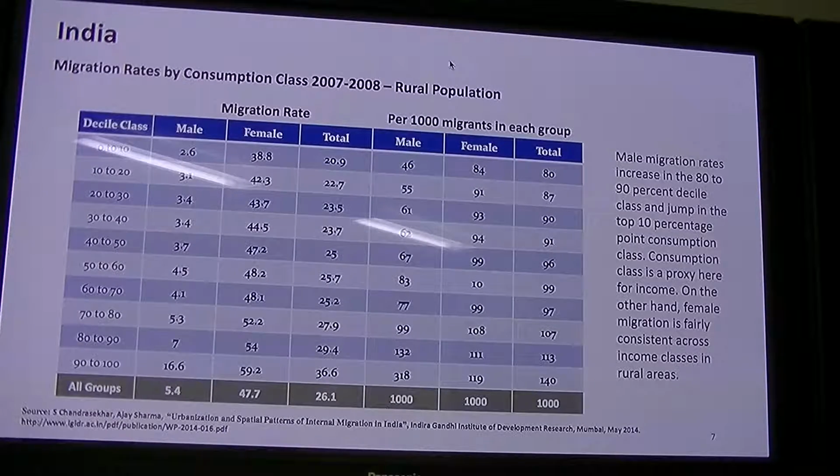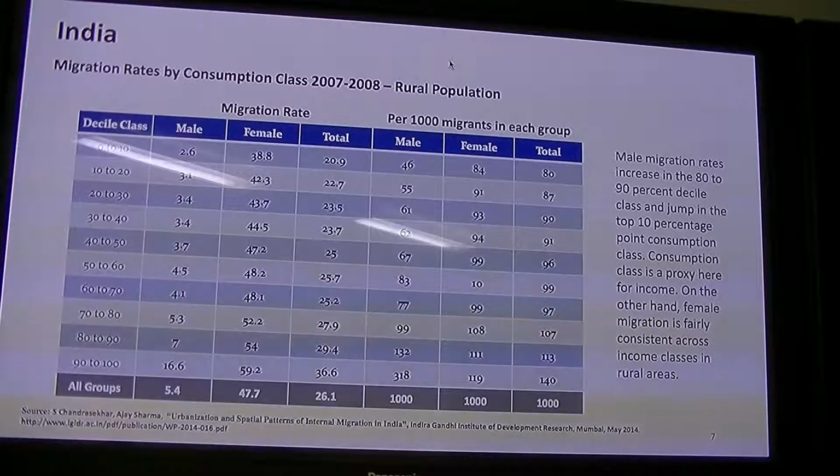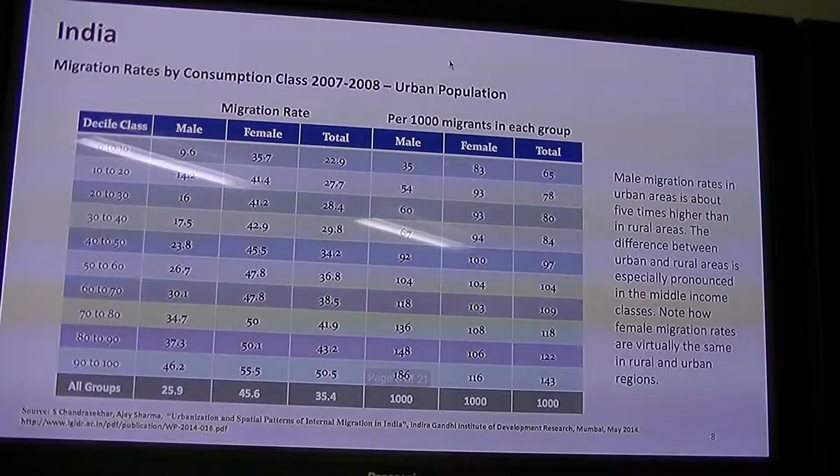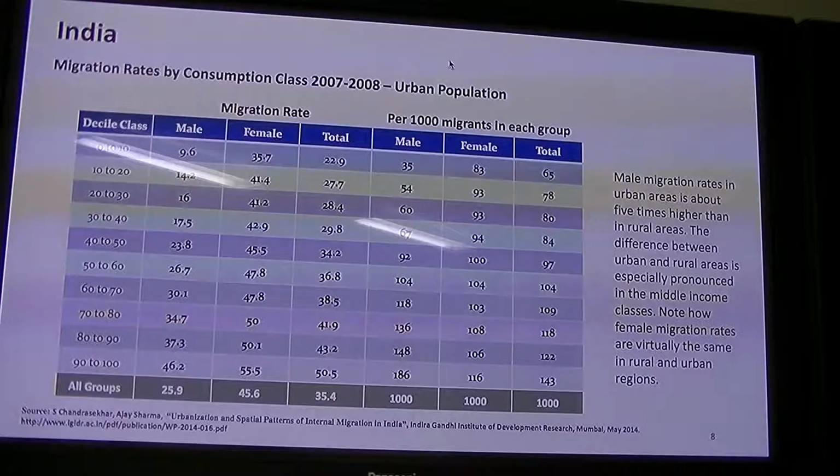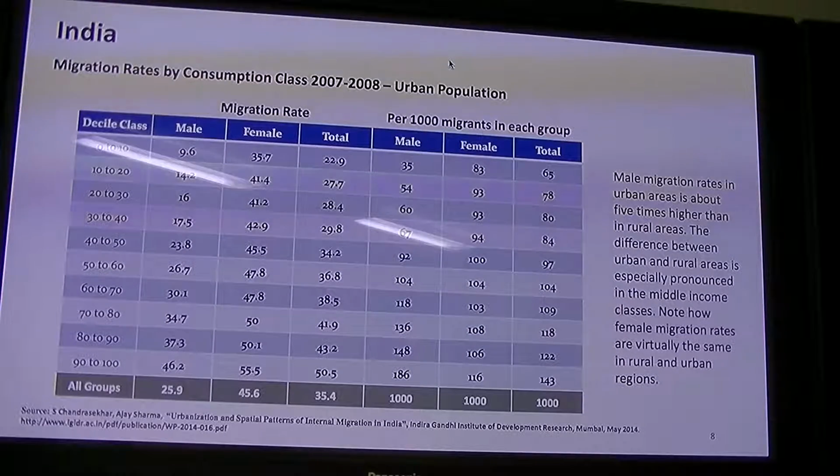Now, what's interesting here, and this is again by consumption, it's basically by income.